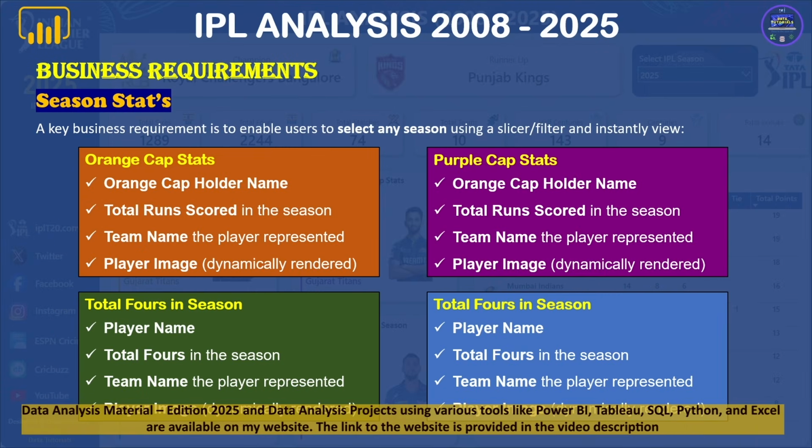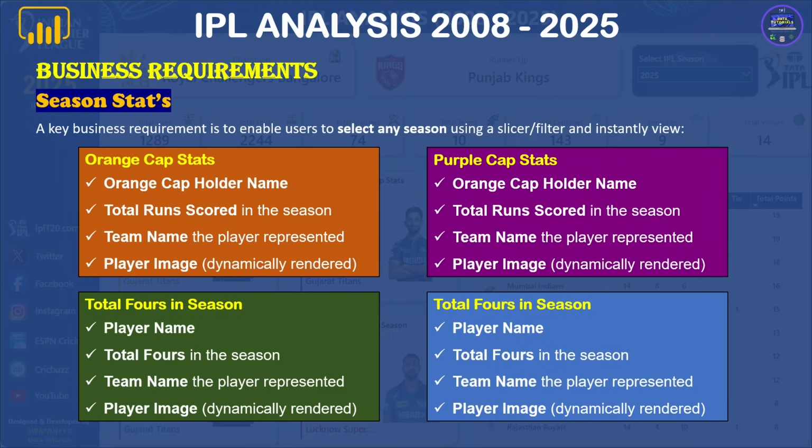Then moving forward, we are going to find out some season stats. Again, these are also based on the season which we are selecting in our dashboard. We are going to first find out the orange cap stats, and based on that we are going to find out the orange cap holder name. Everyone might know what the orange cap is. Orange cap is nothing but the award given to the player who made the highest runs in that particular IPL season.